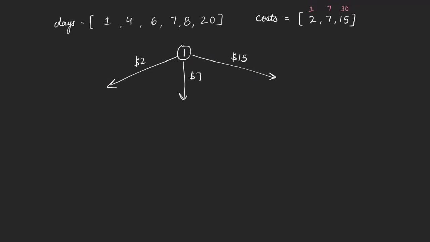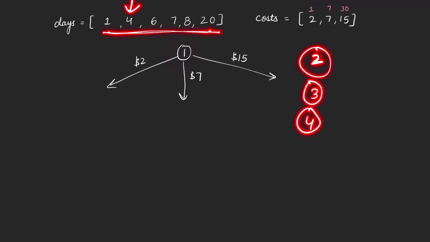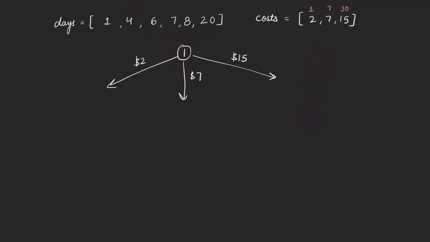If I bought a pass for 1 day, then what will be the next day? Day two. On day one I will be able to travel with this particular pass, but on day two I would have to buy a new pass. But you will see day two is not present in the days array, so on day two we do not need to travel. The next day is 3, which is also not in this array, so on day 3 we need not travel. Then we have day 4. Day 4 is there, so on day 4 we need to travel.